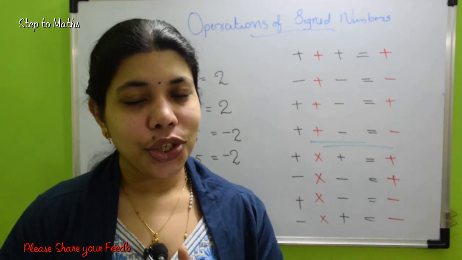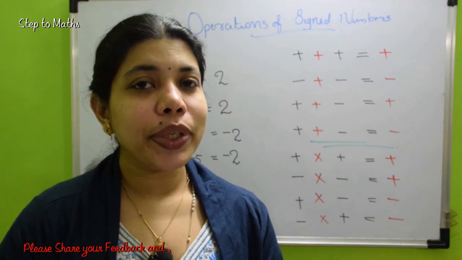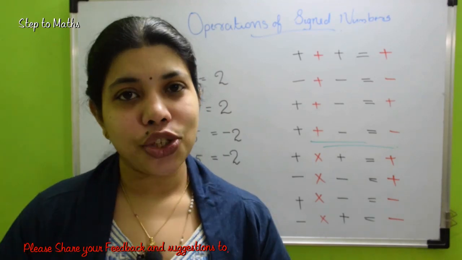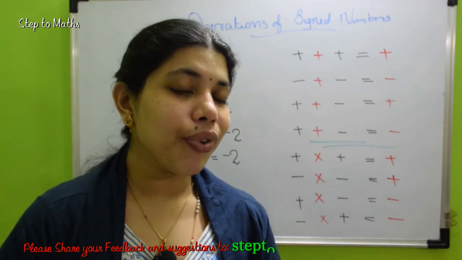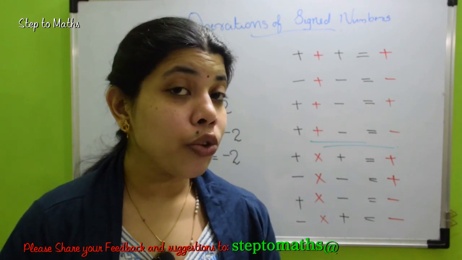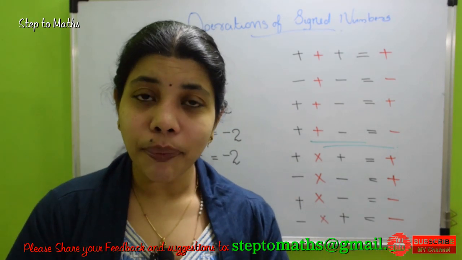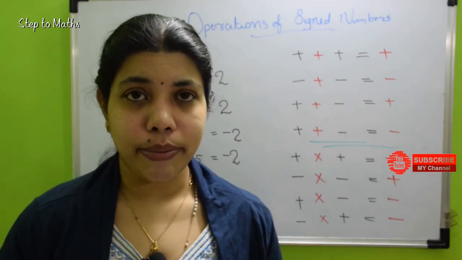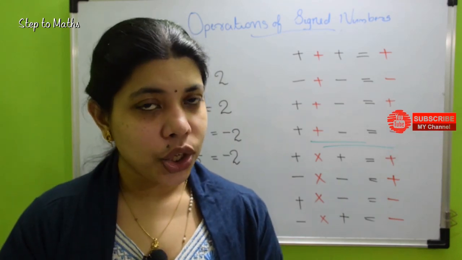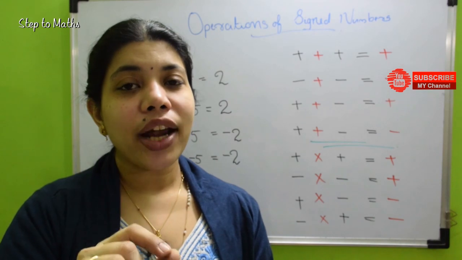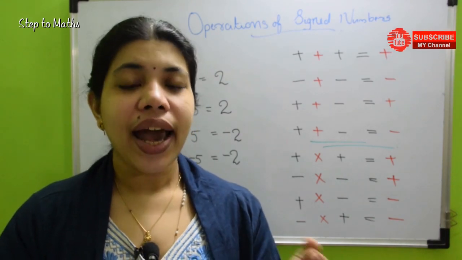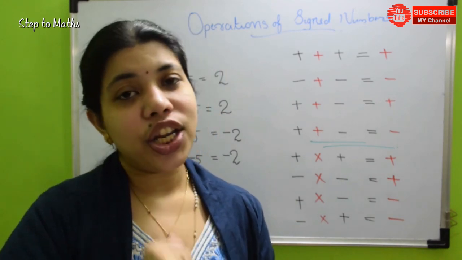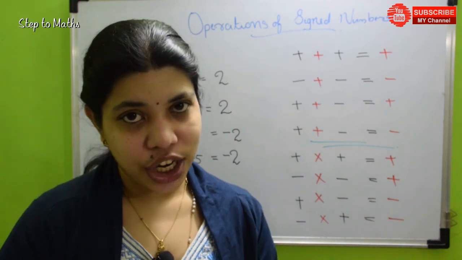In case of addition, when we add two positive numbers, the sum is positive. When we add two negative numbers, the sum is negative. When we add two numbers that have different signs, first we find the difference between the two numbers and put the sign of the larger number. In the case of subtraction, we change the subtraction sign to addition and change the sign of the second number. Then we get the expression in the form of addition, and then we can apply the rule of addition.